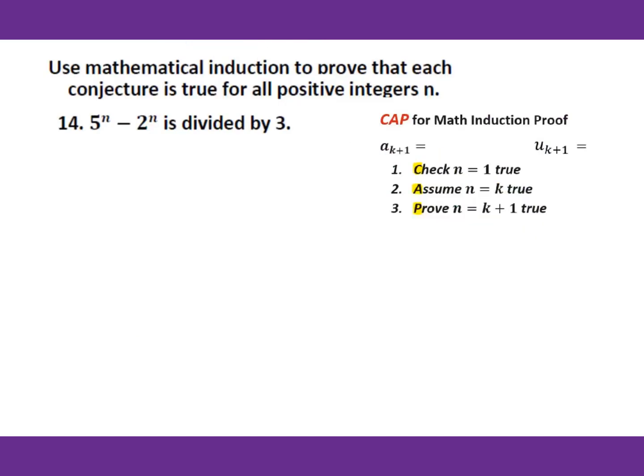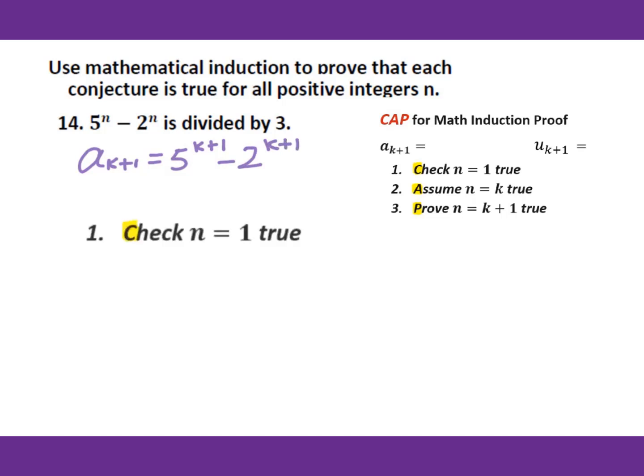Number 14. We still work out a sub k plus 1, every single n changing to k plus 1. Step 1, check n equals 1 true. We got 5 to the first power minus 2 to the first power equals 3. 3 can be divided by 3, so obvious. That means when n equals 1, the statement is true.